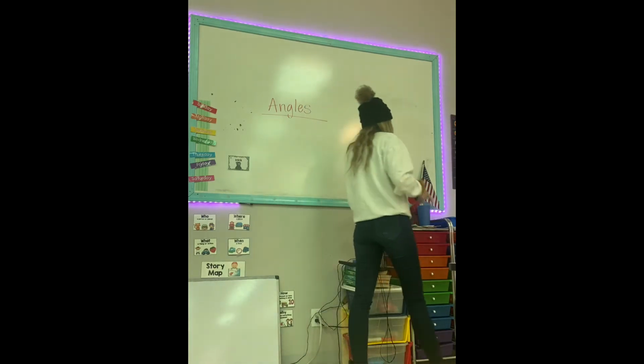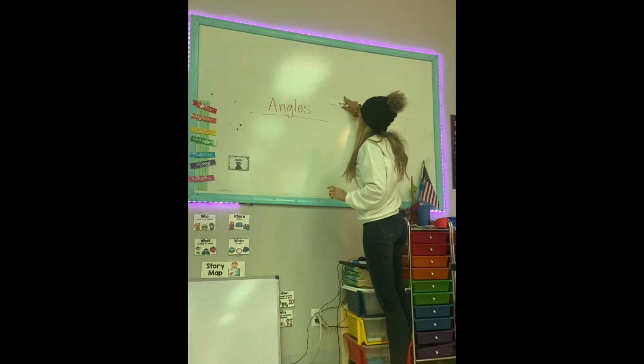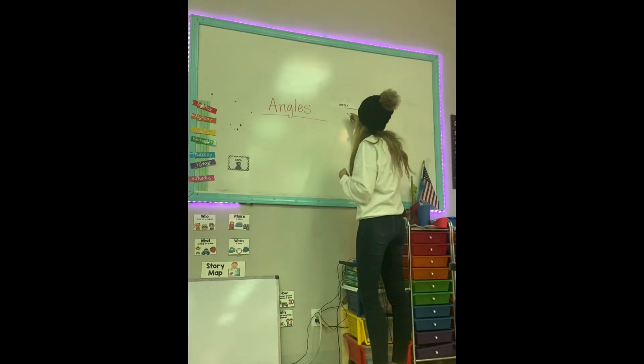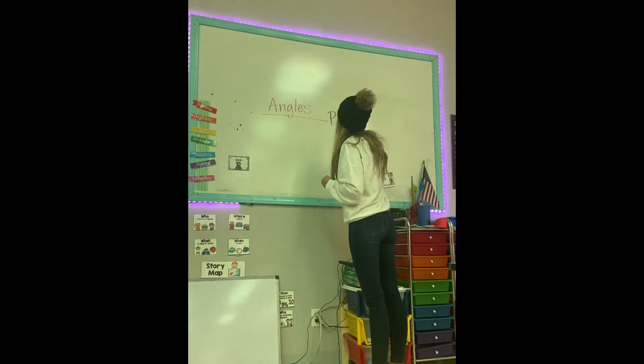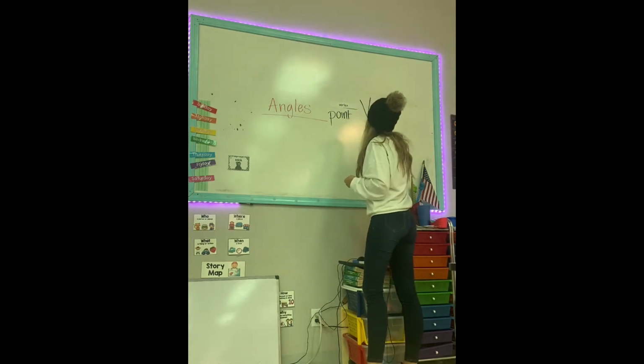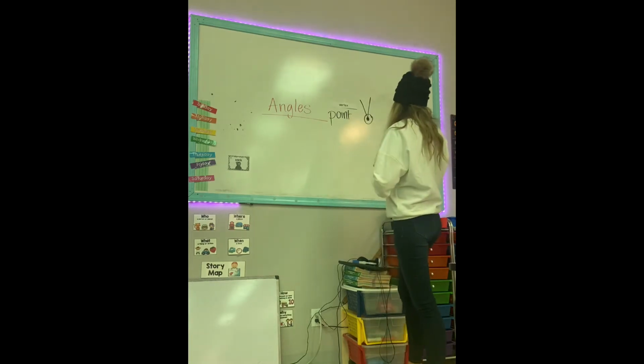What is a vertex? If two lines meet at something, it could also be called a point. So I'm going to put point. It is where the two lines meet. That right there, that's your vertex, okay?